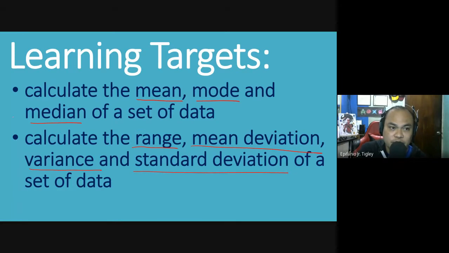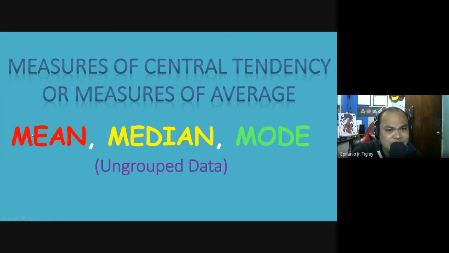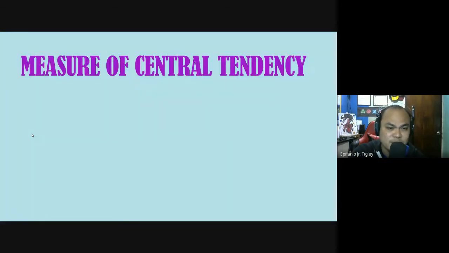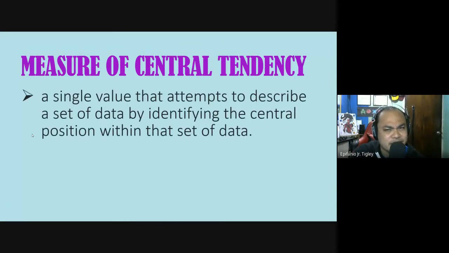Now, our first objective is all about the measures of central tendency. Our second objective is all about the measures of variability. Now, let's begin first with measures of central tendency. So we have here the mean, the median, and the mode. Let's begin with the mean first. But before that, let's define first, what is a measure of central tendency?